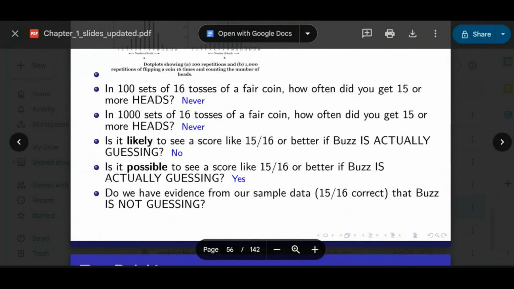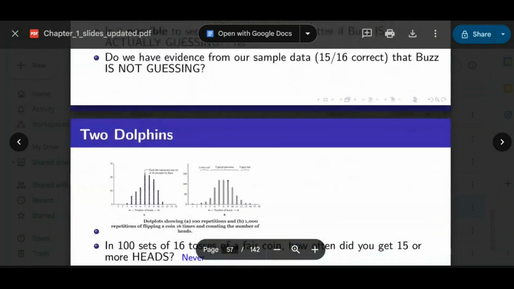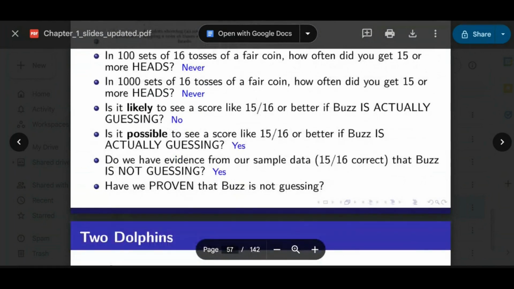Do we have evidence that Buzz is not guessing? If you were a prosecutor in a case, is this strong evidence that Buzz is not guessing? The answer is yes. Getting scores like 15 out of 16 is strong evidence that you're not guessing. You tell people I got 15 out of 16 on a true-false test, most people are going to conclude that no, you weren't guessing, you did study, you know what you're doing, right? But have we proven though that Buzz is not guessing?